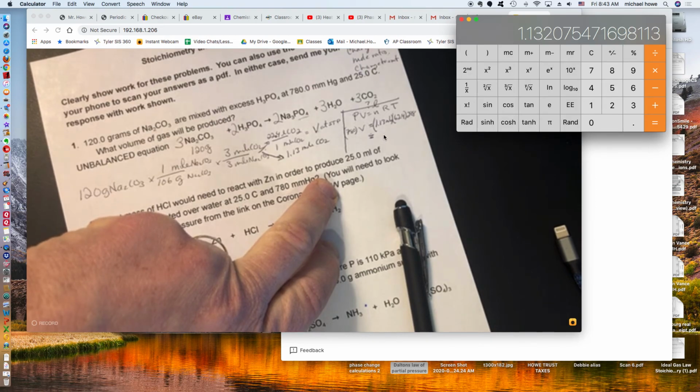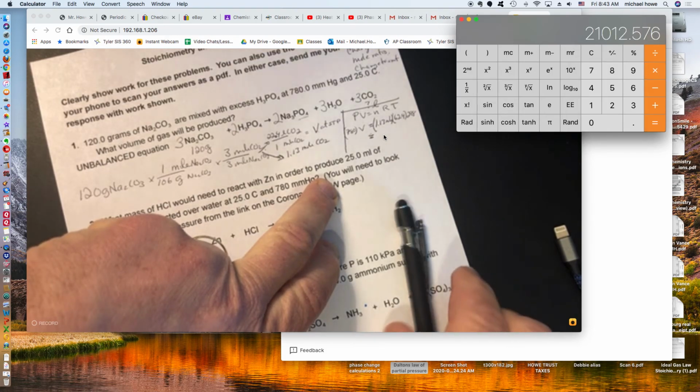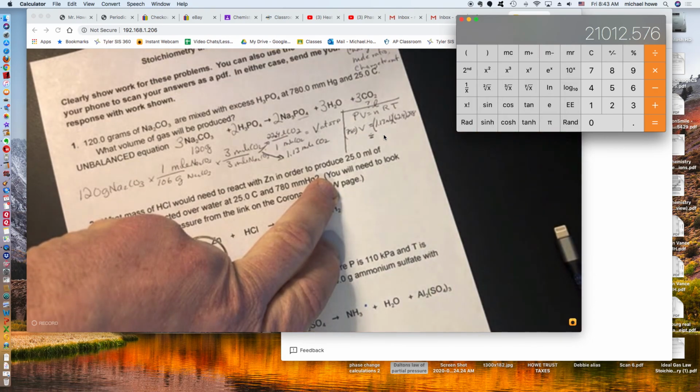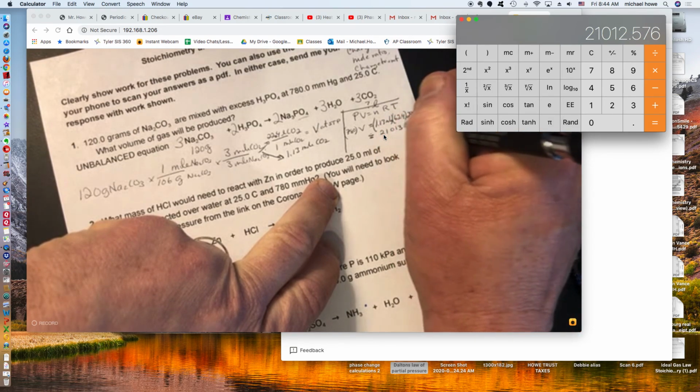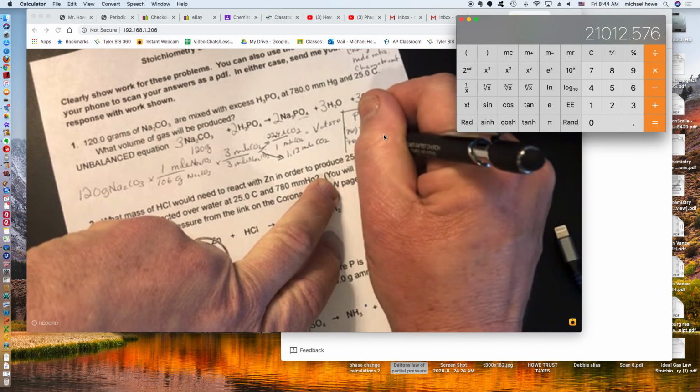And we're going to be solving for volume. So to do that, I'm going to have 1.13 times 62.4 times 298. Then I'm going to divide by 780. Let me write this number down. This 1.13 times 62.4 times 298 is 21,013. We'll round it off a little bit, 21,013. And you have 780 on this side and volume.